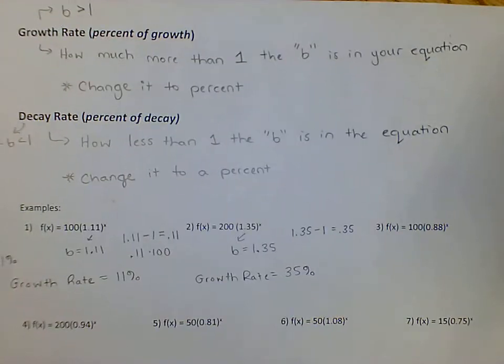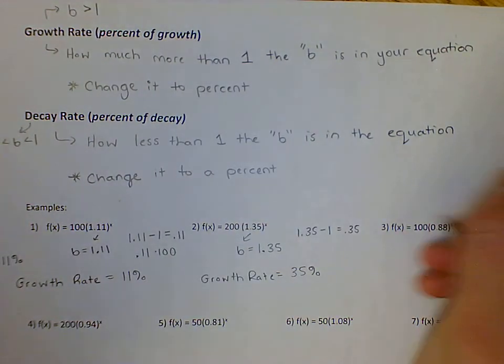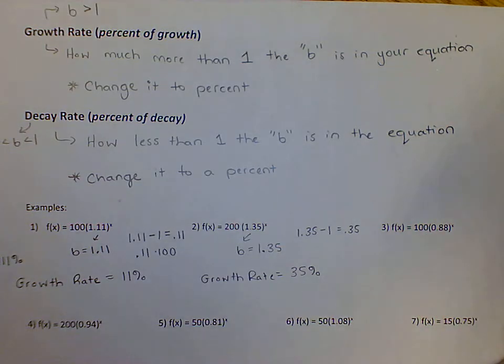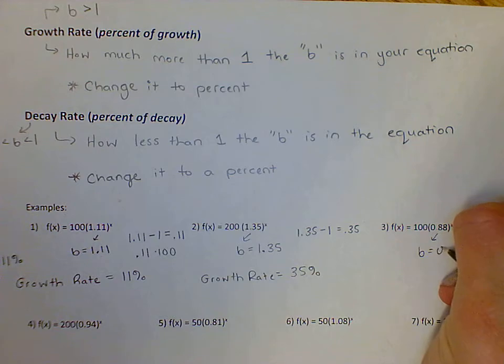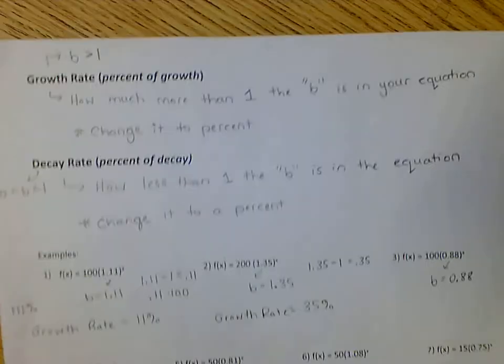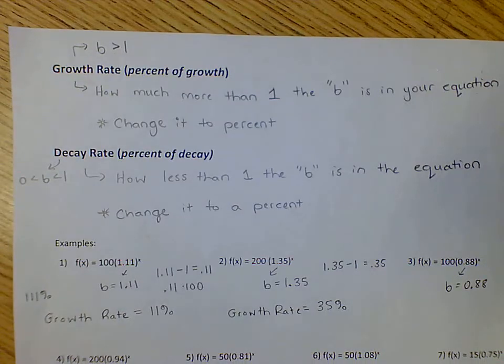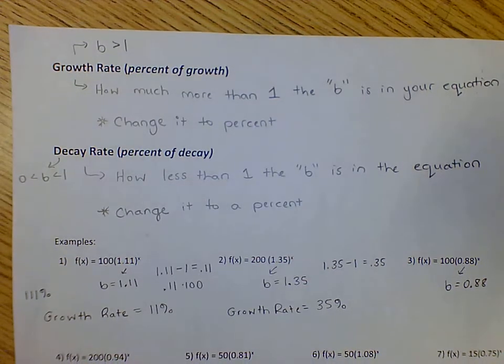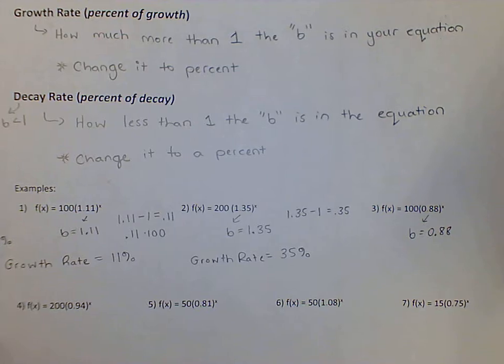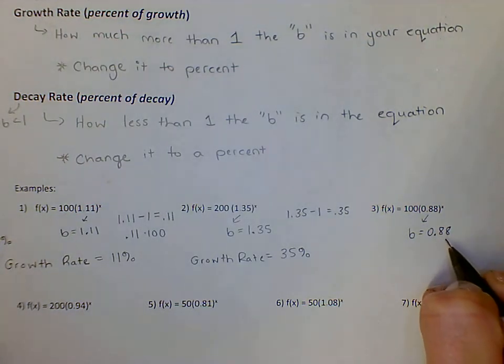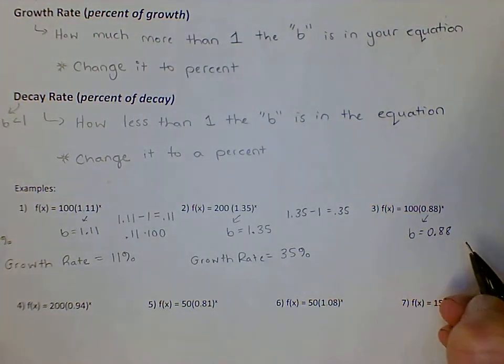So next one. Find the b. This one started out with 100 of whatever it is. And this one, the b is 0.88. So same story. Is that number bigger than 1 or between 0 and 1? That number is actually between 0 and 1. So that means there's a certain percentage of it that's going away.